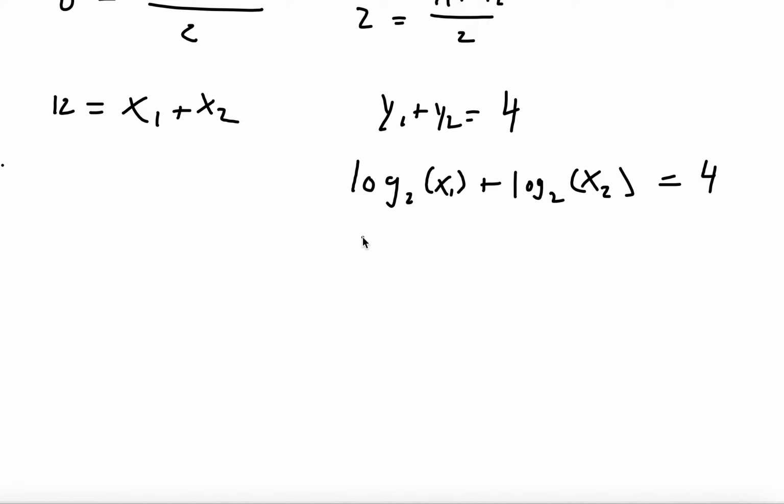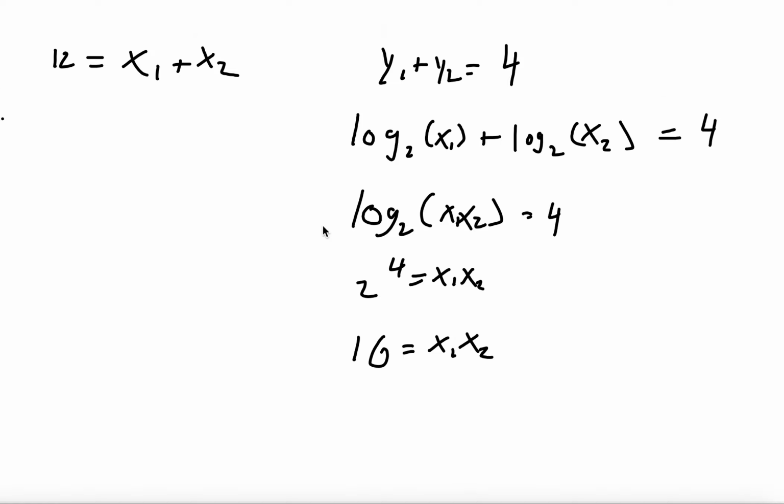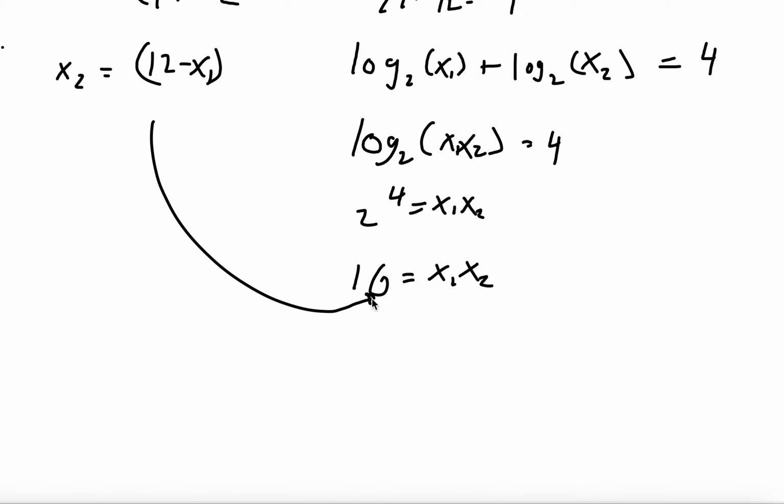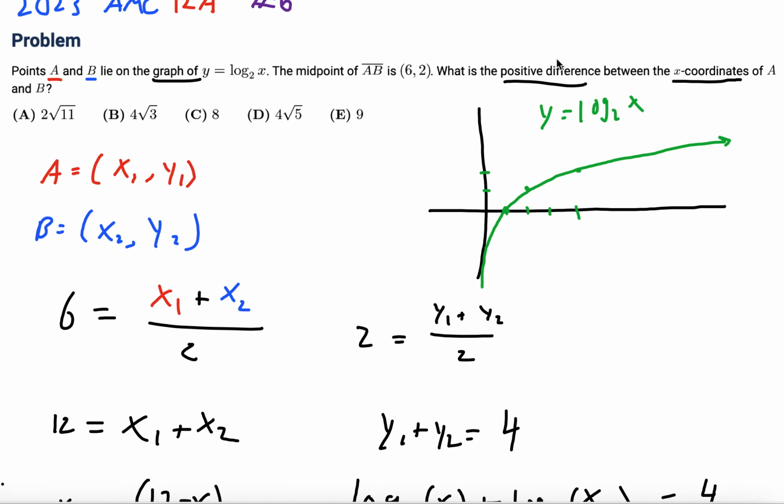So we have here the log base 2 of x1 x2 is equal to 4. And that means 2 to the 4th power is equal to x1 x2, like this. And so that means that we have 16 is equal to x1 x2. And so that's going to be helpful here because if we have 12 equals x1 plus x2, then x2 is equal to 12 minus x1. And we can plug that back in here because, again, we want to solve for the values of these coordinates and then take their difference to find the answer because it's asking for the difference.